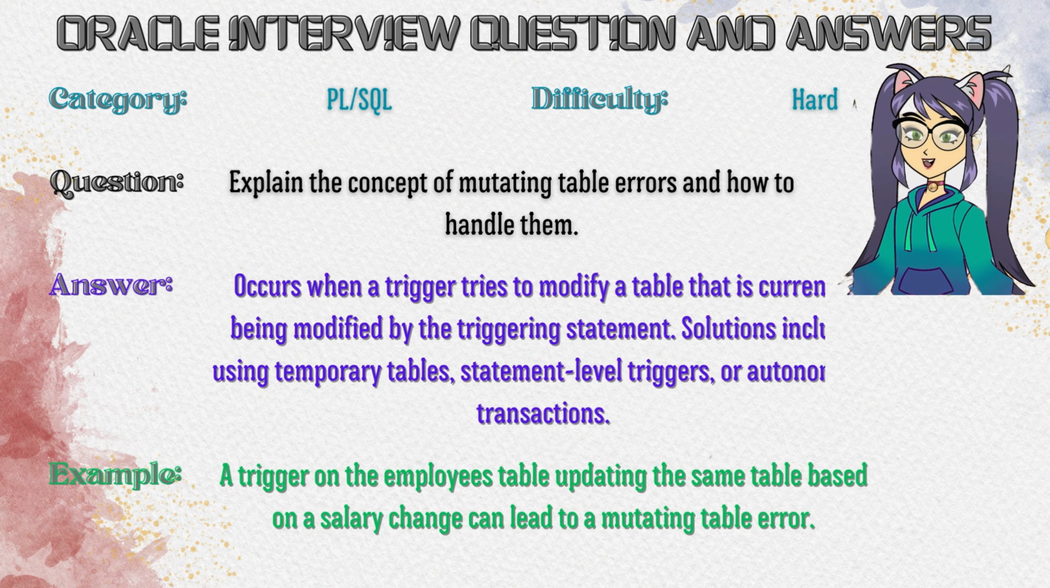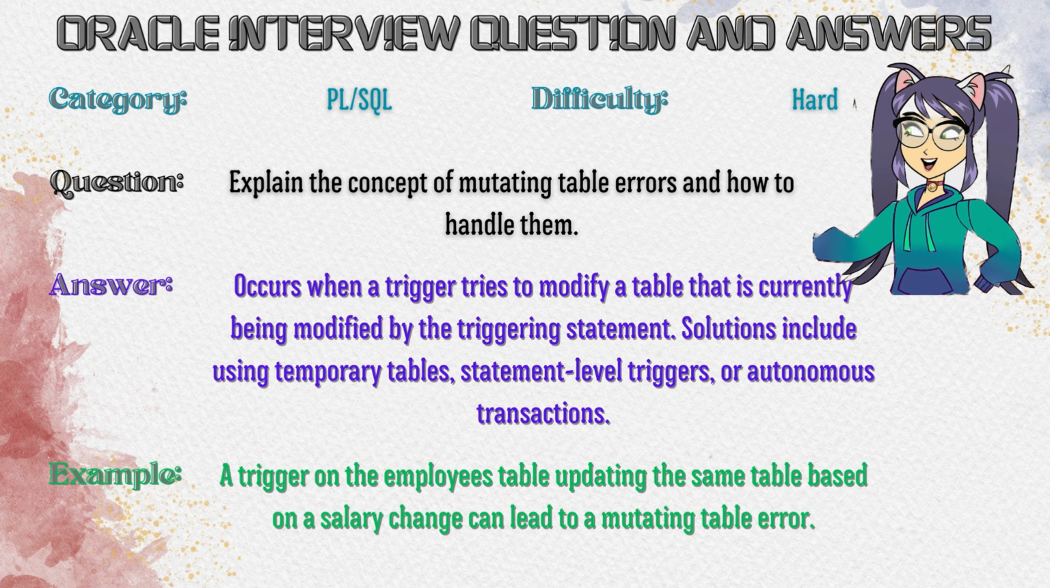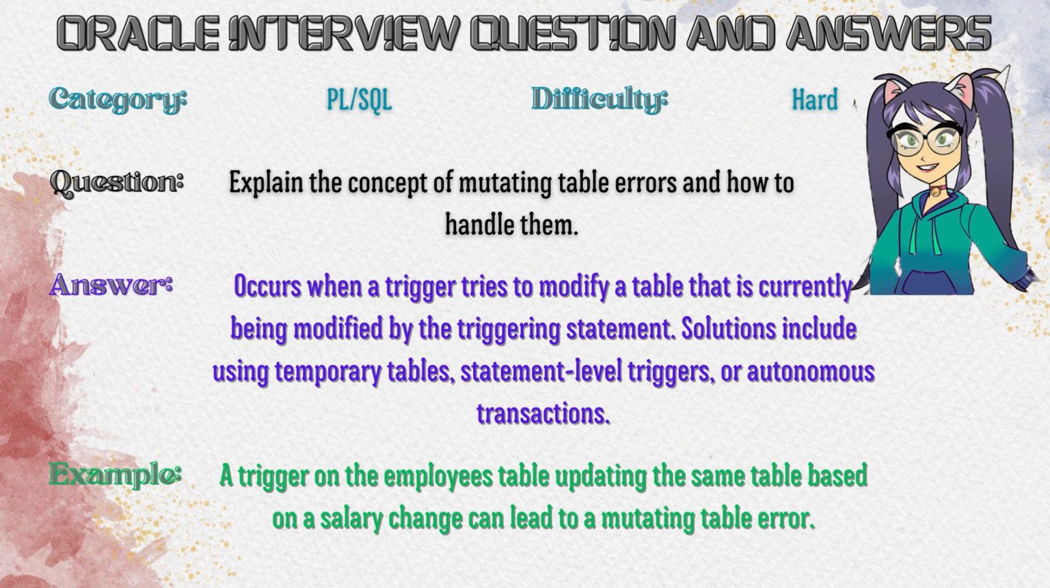Next question, explain the concept of mutating table errors and how to handle them, and the answer is occurs when a trigger tries to modify a table that is currently being modified by the triggering statement.